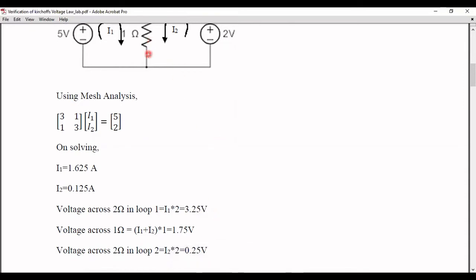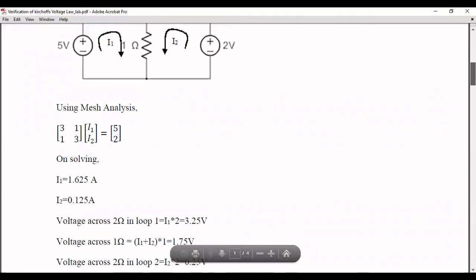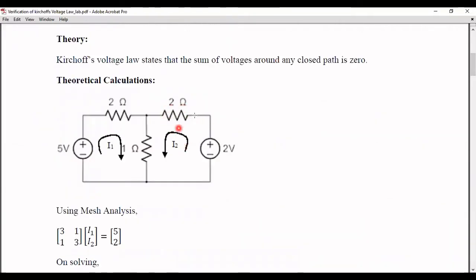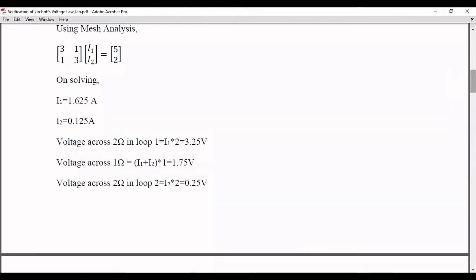In the 1 ohm resistor, both the currents are flowing. So the current flowing through the 1 ohm resistor is I1 plus I2, into that resistance value 1. So I into R, that is the voltage across the 1 ohm resistor, is 1.75 volt. And next, for loop 2, the voltage across 2 ohm we have to find. The current flowing through that 2 ohm resistor is I2, I2 into 2, so 0.25 volt.